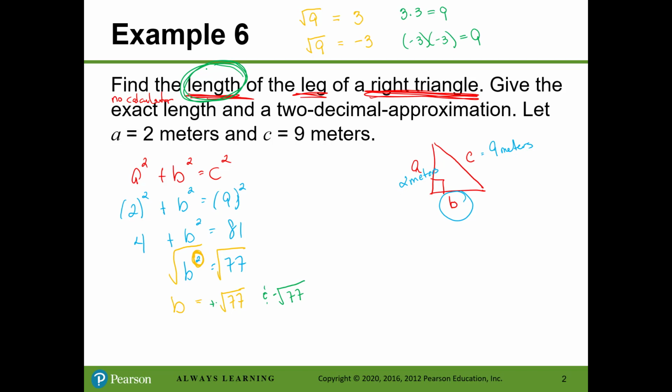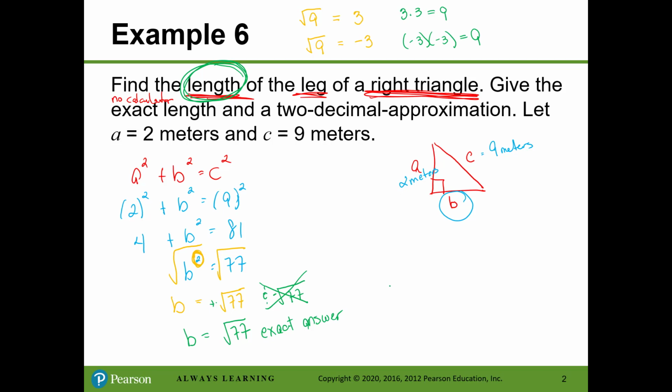And if you said negative, that means you've got a ruler with negative numbers on it, and I want it because I still haven't found one yet. So anyway, which tells me that my second answer cannot be used, which means in this case, b is equal to the positive square root of 77. This is the exact answer because I did not punch it into a calculator.